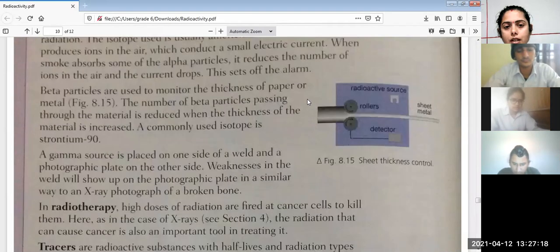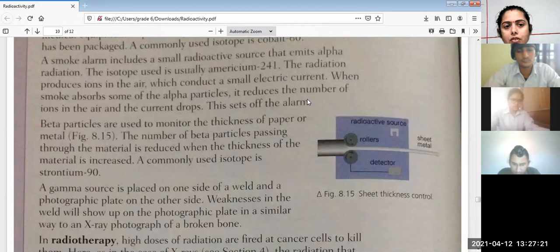Okay, so I'm going to put it on the screen. Please read it. We have completed the gamma topic. Start reading from the smoke alarm.